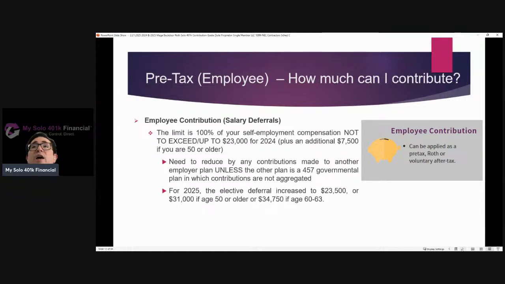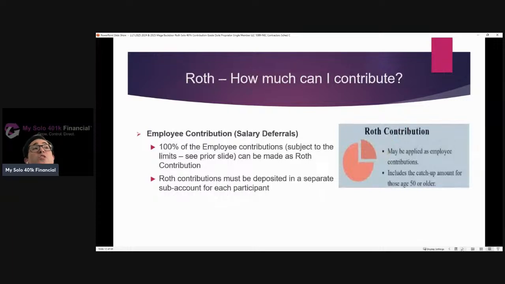Now, of course, our plan allows for these employee contributions to be made as pre-tax contributions, which reduces the taxable income for the year for which the contribution is being made. But it also allows for these contributions to be made as Roth contributions, which means that they're going to be made on an after-tax basis, but then you have that potential for tax-free growth. The employee contribution limit is the same. So the individual could contribute all as pre-tax, all as Roth, or a combination of both. If the individual is going to contribute employee contributions as Roth contributions, they need to be deposited into a separate sub-account for each participant.